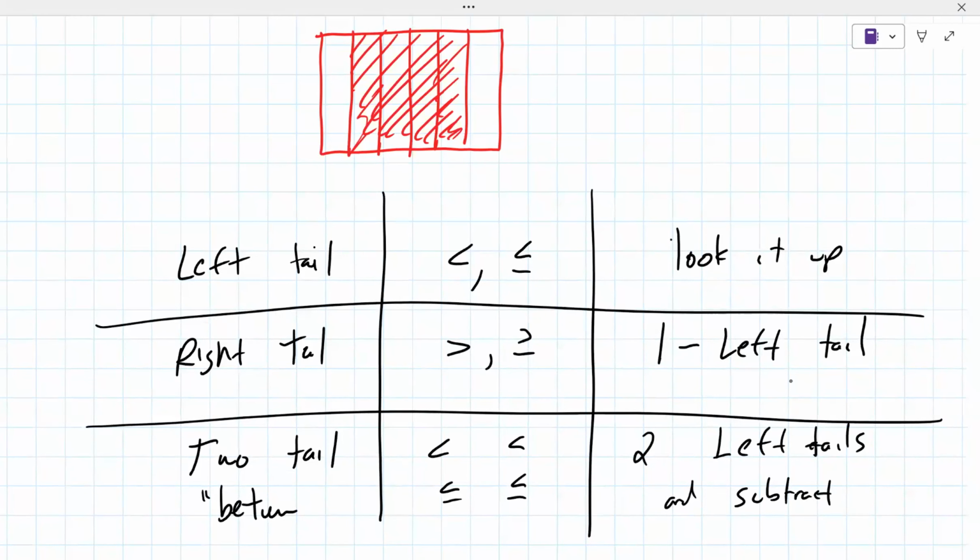Okay. And then everything else from this point forward is the same. They all turn into either a left tail, a right tail, or a two tail between.